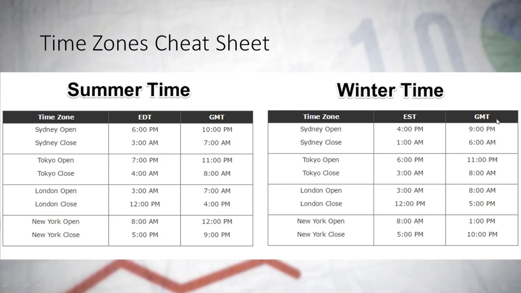And in GMT, Greenwich Meridian time, Sydney opens at 9 p.m., closes at 6 a.m., Tokyo opens at 11 p.m., closes at 8 a.m., London opens at 8 a.m., closes at 5 p.m., New York opens at 1 p.m., closes at 10 p.m. And this is very useful information because you can keep an eye on it constantly and be familiar with what time the markets open and close, and for example, when the overlaps are coming.